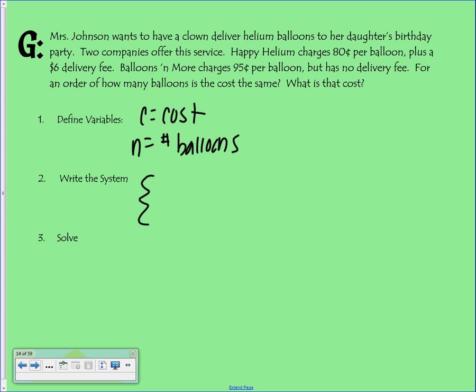Okay, so in our system, we're going to have one equation for each store. So the first store, the cost is 80 cents per balloon. So 0.80 for 80 cents per balloon means times n. Remember that's the one that gets the variable, plus a $6 delivery fee. Our second equation for the Balloons and More, our cost is going to be 95 cents per balloon. So there's your variable, that's your slope, n, but it has no delivery fee. You could write plus 0 if you want, but I'm just going to leave it. So now what we want to do is solve this system.